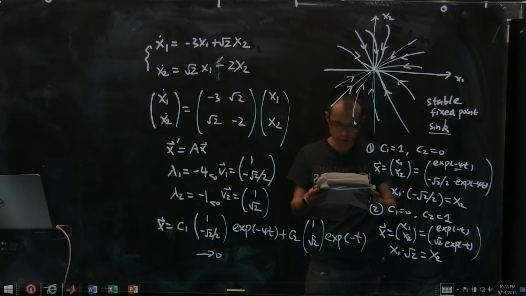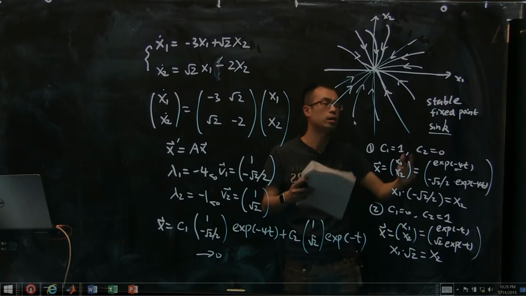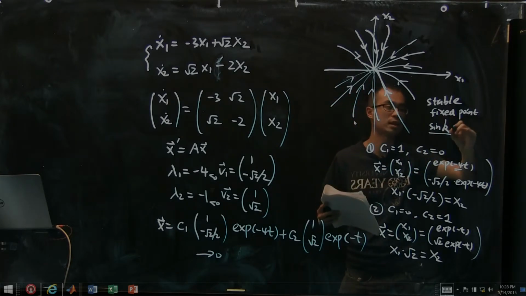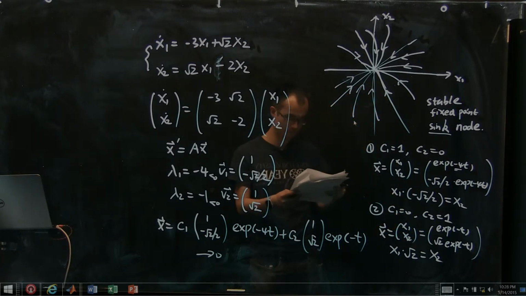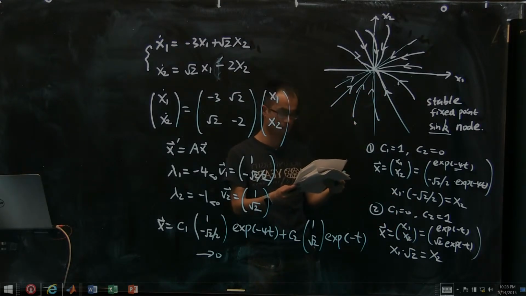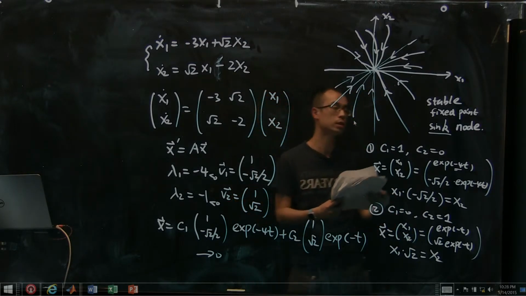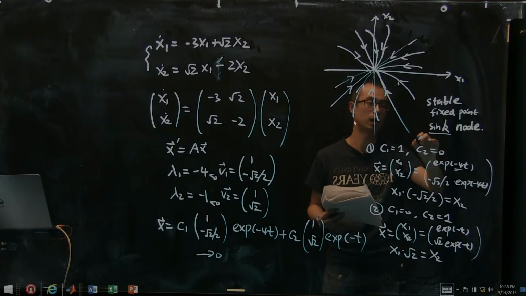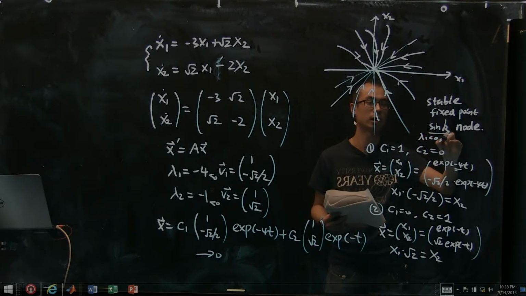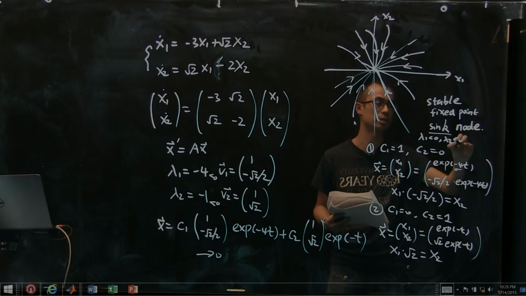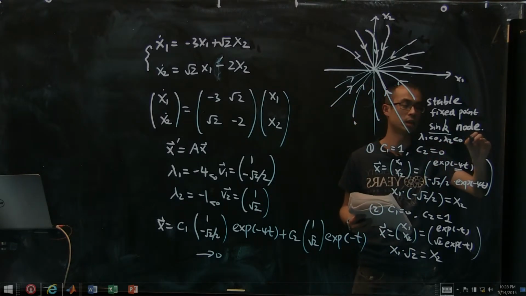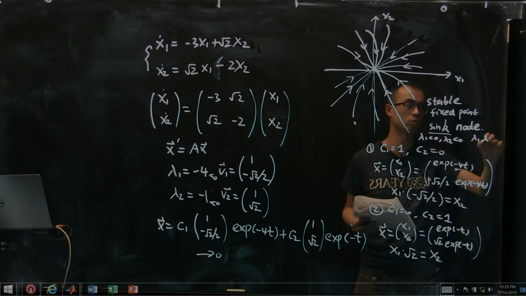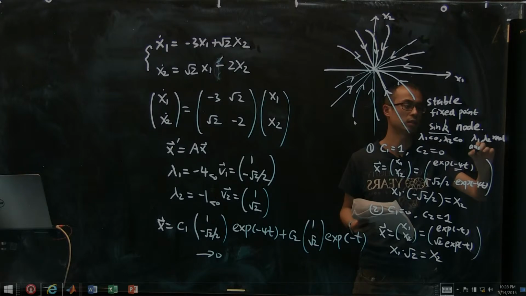Okay, so more precisely, it's called a sink node. Okay. So it is a sink because lambda 1 is less than 0 and lambda 2 is less than 0. It is a node because lambda 1 and lambda 2 are real and distinct.